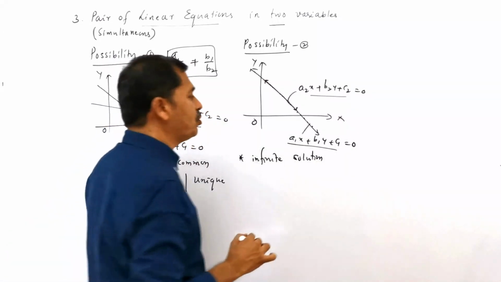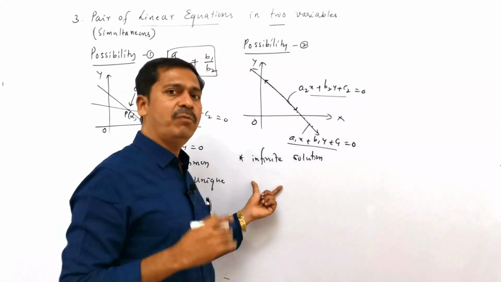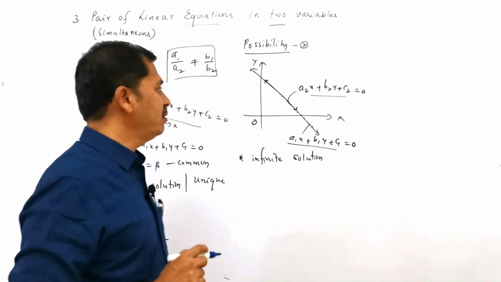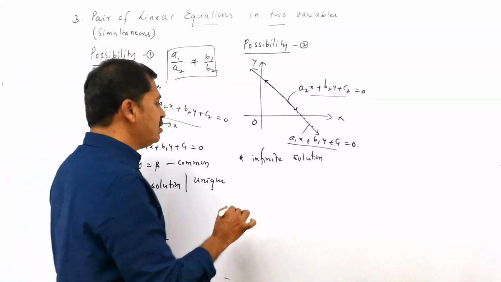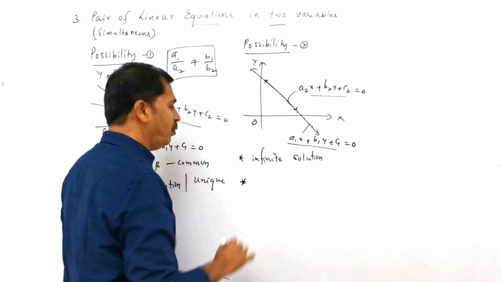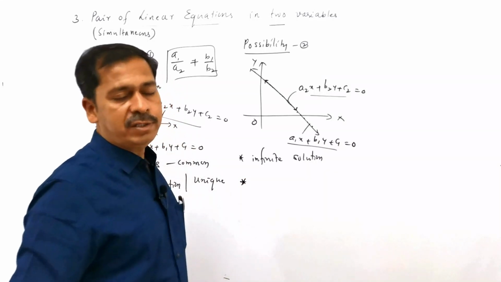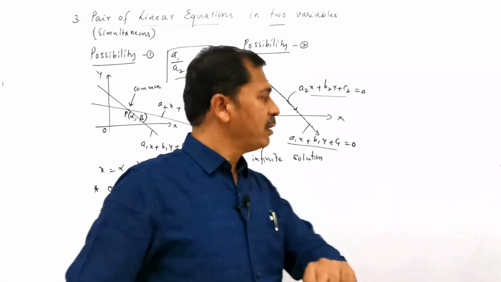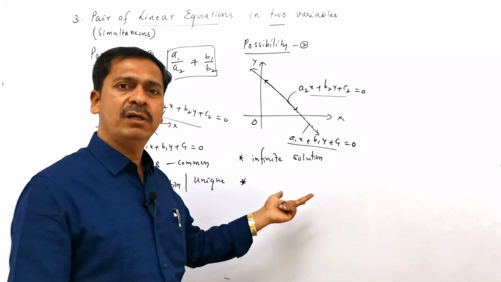Or you can say many solutions. The number of solutions is not finite here. This is one thing. And whether it is consistent or not consistent, what is your opinion? When do we say that it is consistent? At least there should exist one solution. But in this case, many solutions are there.